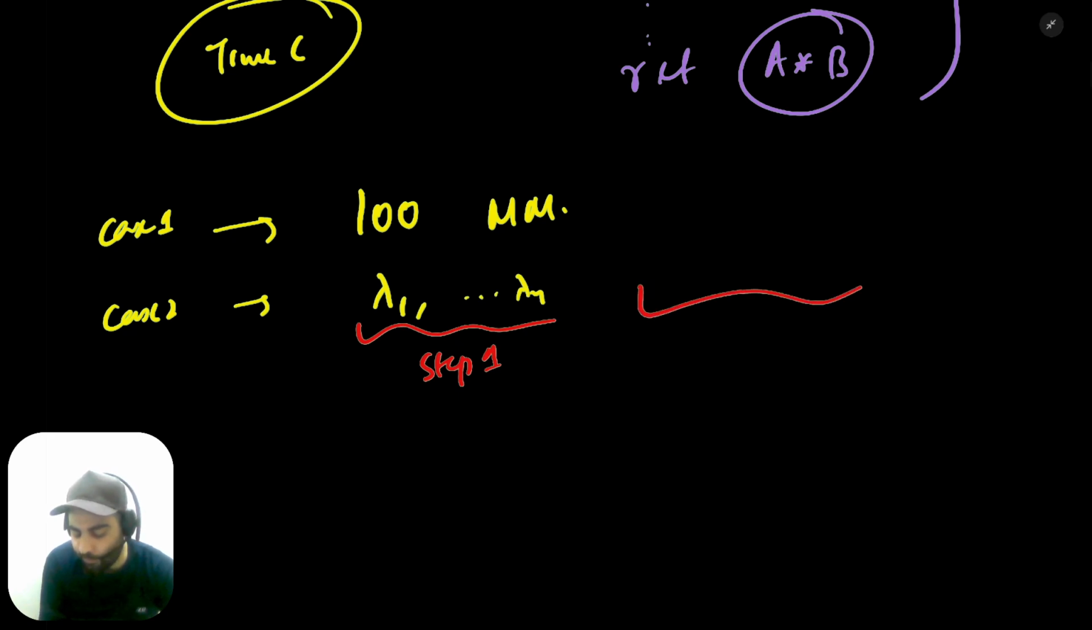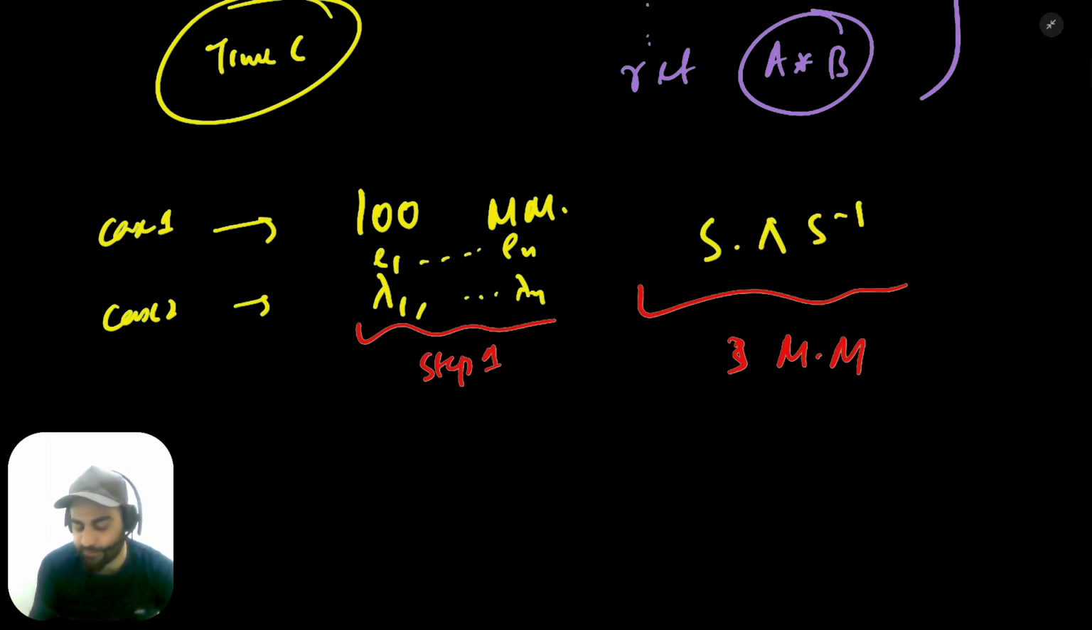Then in step two, we are just performing three matrix multiplications, because once we find these lambdas, the eigenvalues, we perform S multiplied by lambda and S inverse. This is what we'll perform, let's suppose, for a 1000 or a hundred here. And we'll have to analyze this.